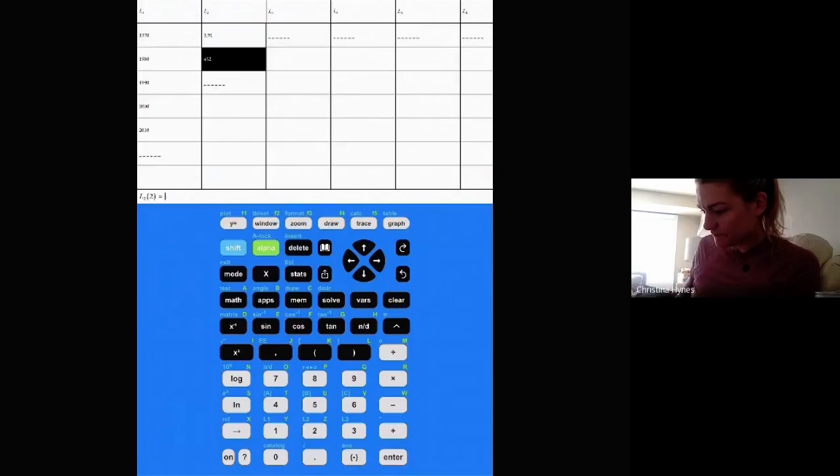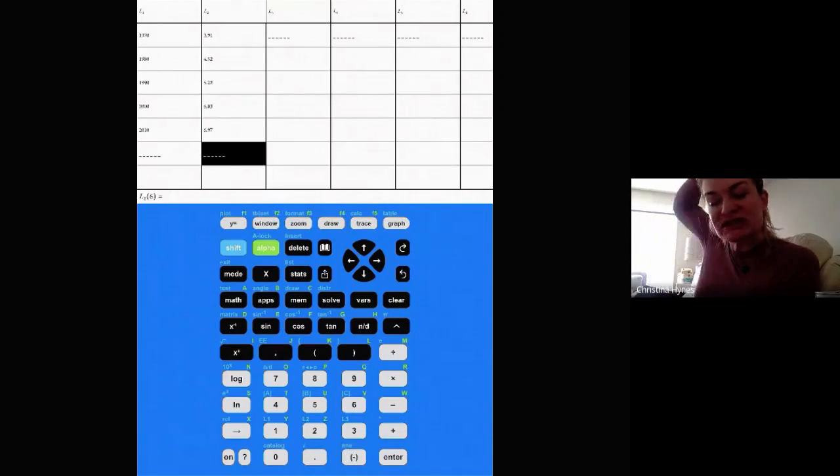No. 5.22, 6.03, and 6.97. Okay, so you want to enter those into your list. Once you have them entered, the first question will say, use the exponential regression to get the equation.